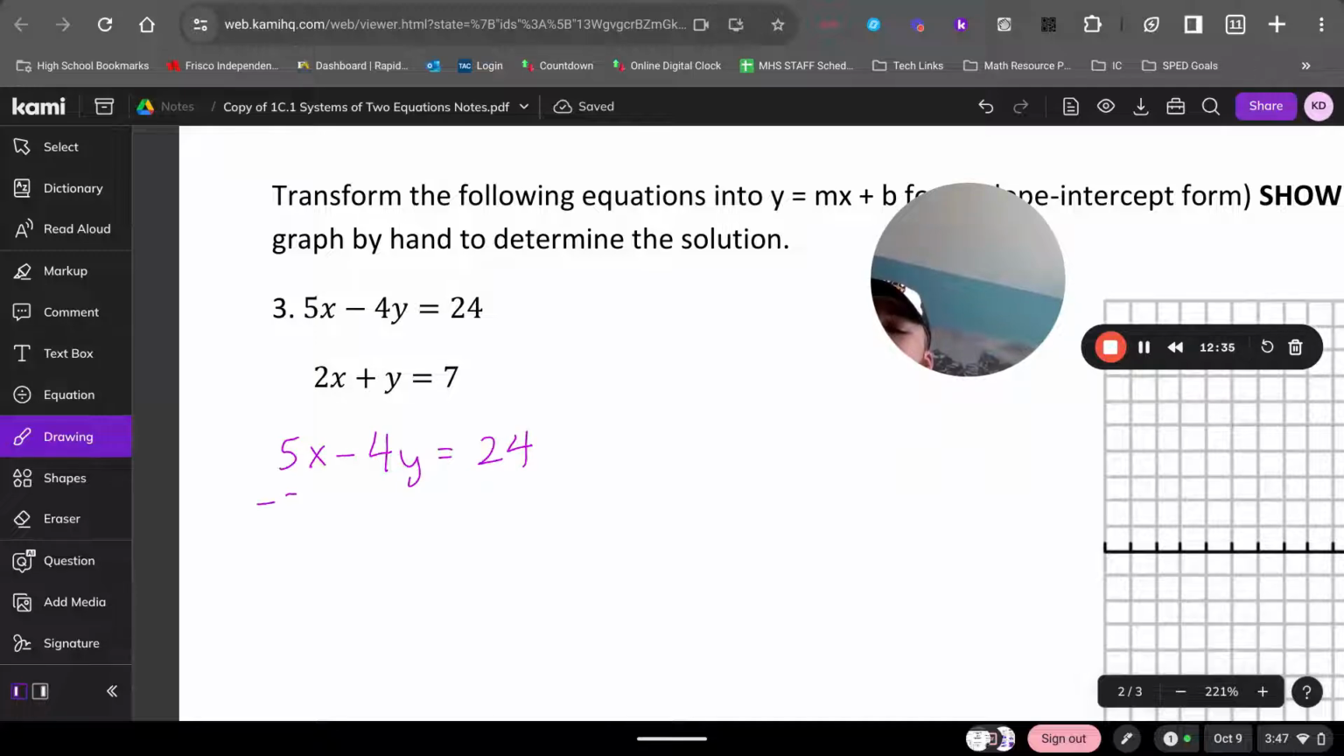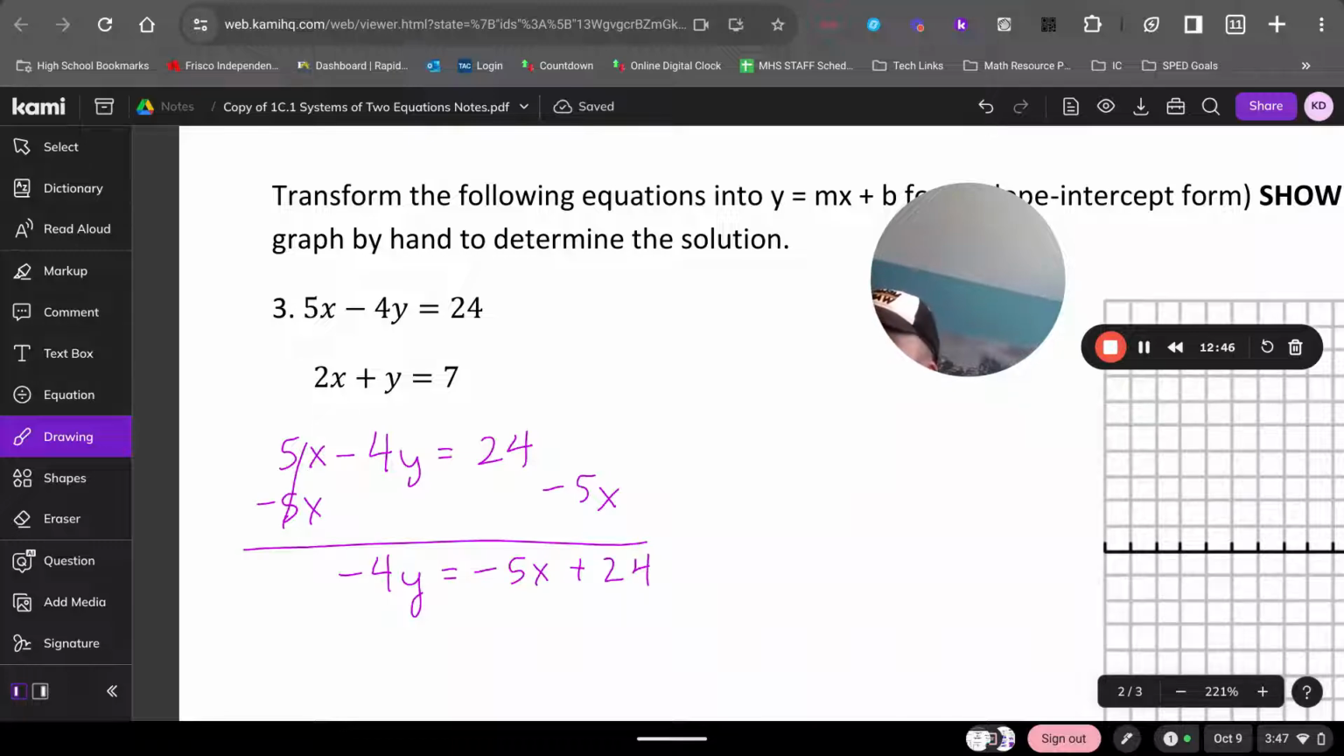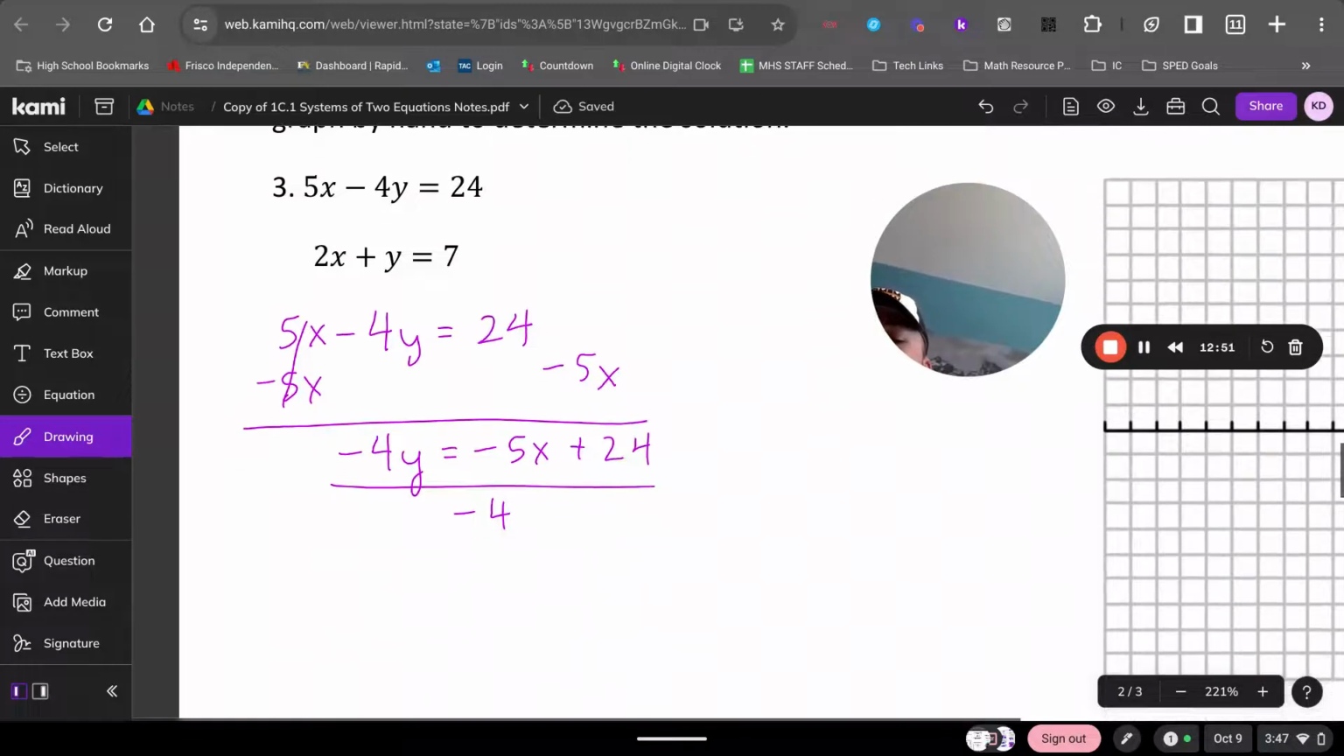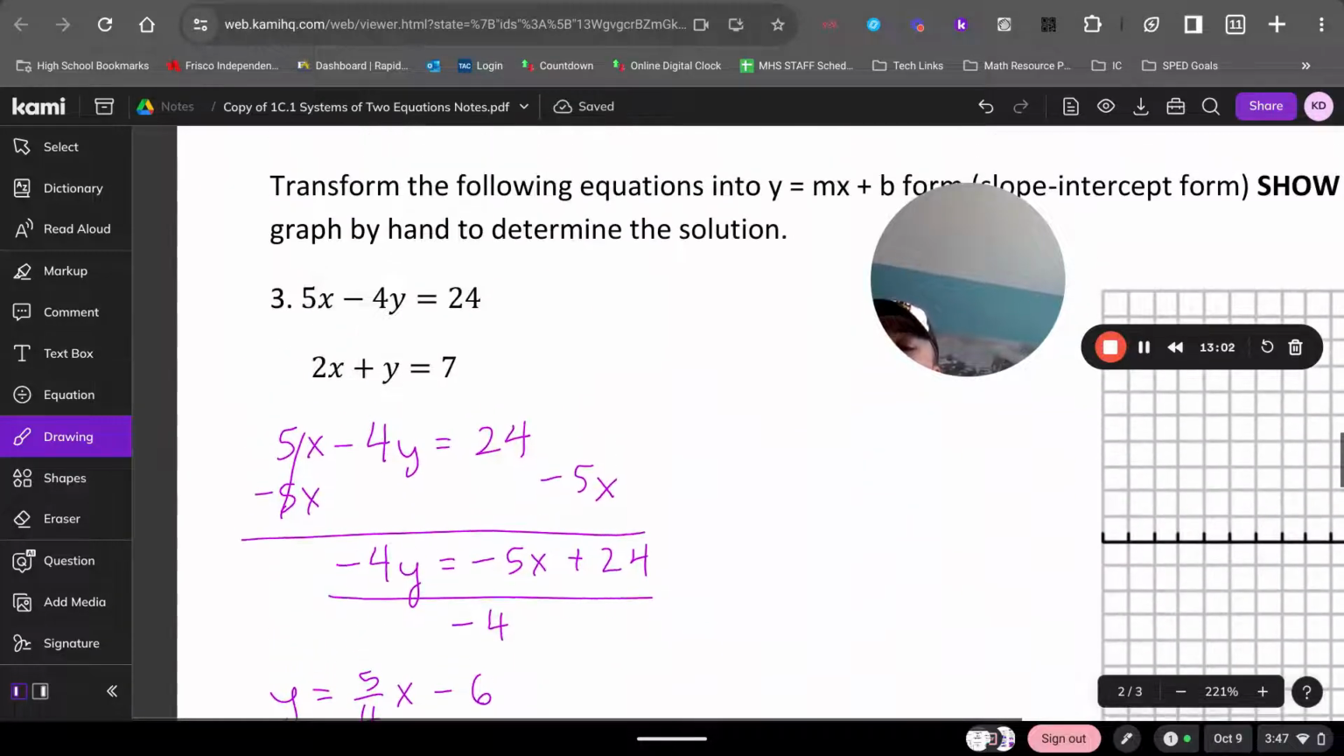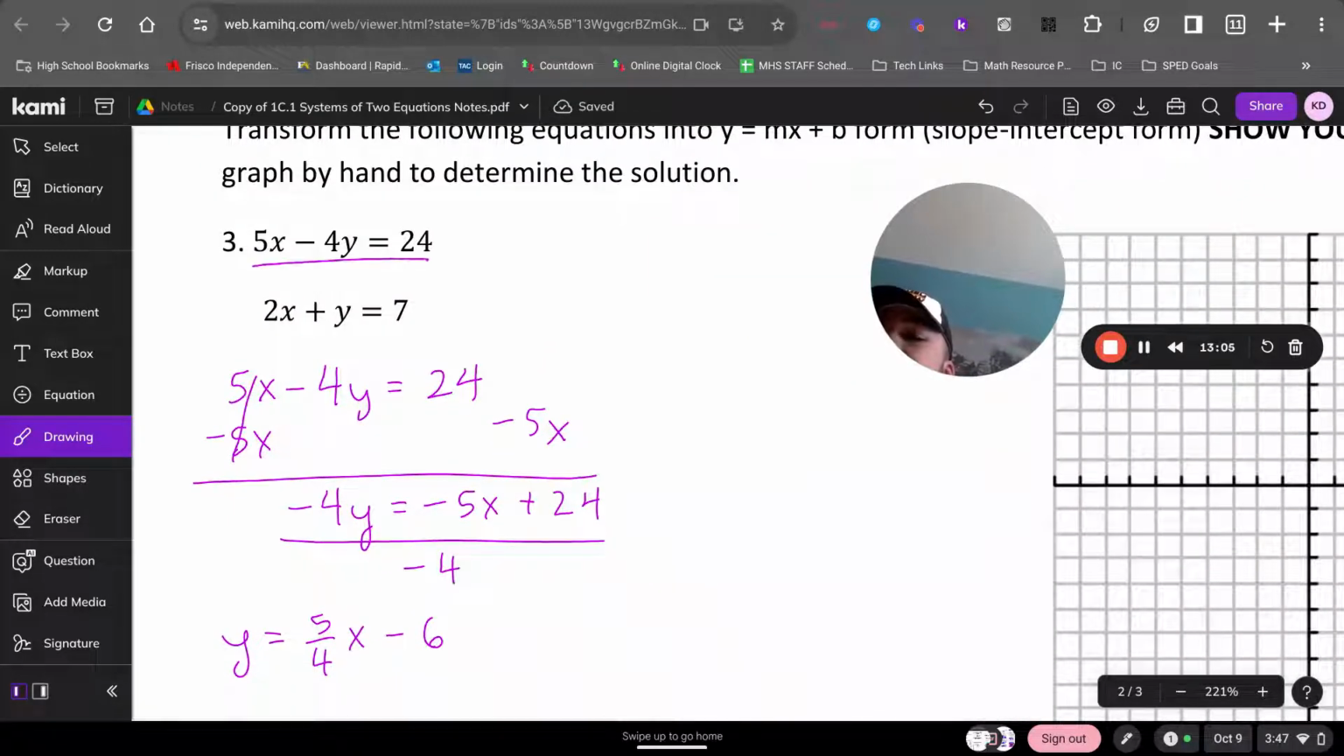So I want to isolate that y. So minus 5x and minus 5x. So we get negative 4y is equal to negative 5x plus 24. And then on both sides, I'm going to divide by negative 4, which of course gives us y is equal to positive 5/4 x and then minus 6, because everything's getting divided by that negative 4. Okay, and then my second equation, 2x plus y is equal to 7. I will go ahead and do the same thing for that one. So 2x plus y is equal to 7.